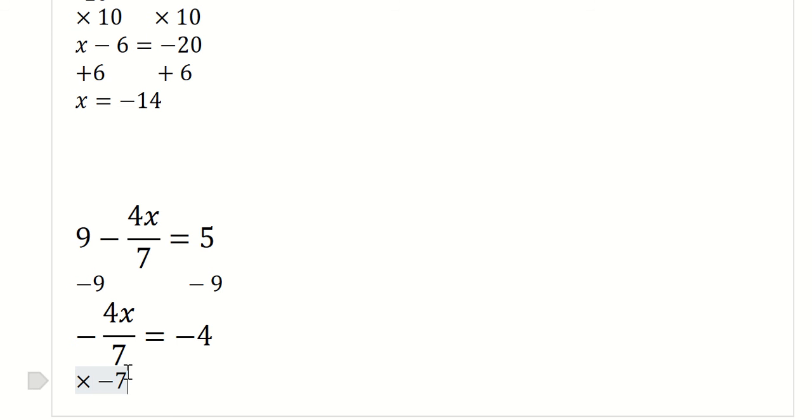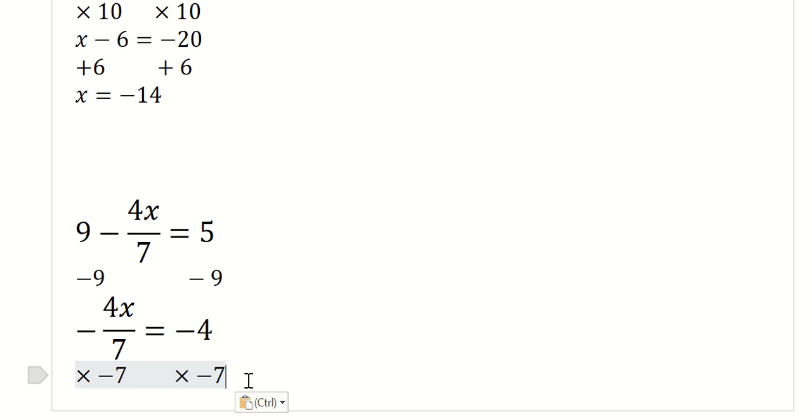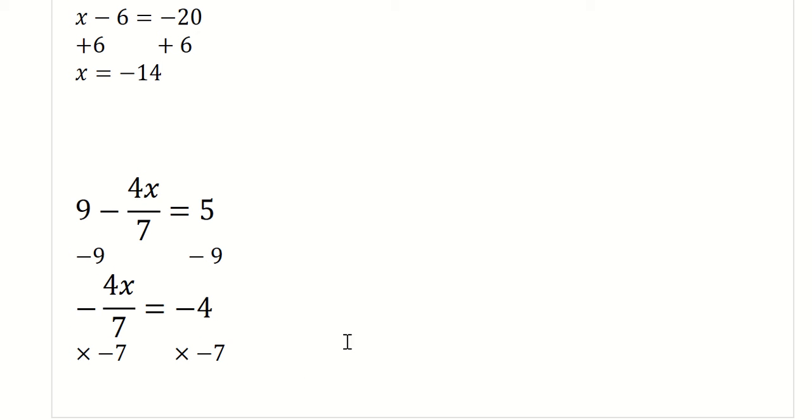Because if I times both sides by minus 7, that will actually get rid of this 7 and it will get rid of the minus. Because a minus times another minus will make this whole side positive. And ultimately I want my x to be positive. So I'm going to multiply both sides by a negative 7. So times this one by minus 7, times this side by minus 7. Now that only leaves me with the 4x, because the 7 is gone and the minus is gone. Okay, 4x equals, what's on the other side? Minus 4 times minus 7 is going to be positive 28, because a minus times a minus is a plus.